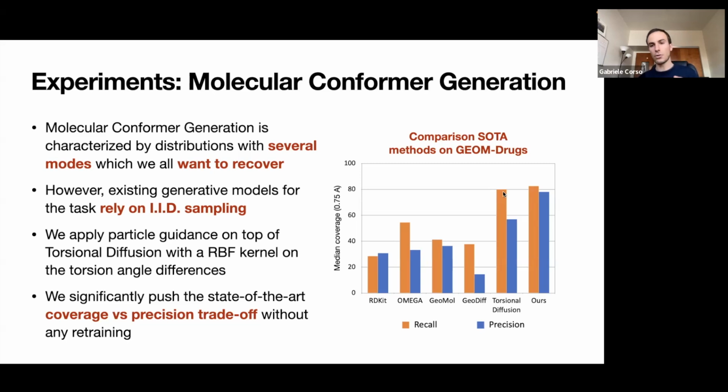And so there is always a trade-off between these two, and we can see that we can push the coverage versus precision trade-off, and this comes without any retraining, so you can see these improvements over the vanilla torsional diffusion that uses I.I.D. sampling.